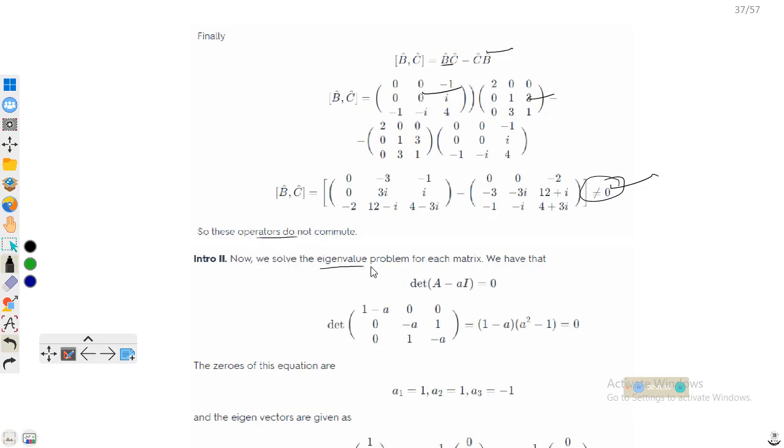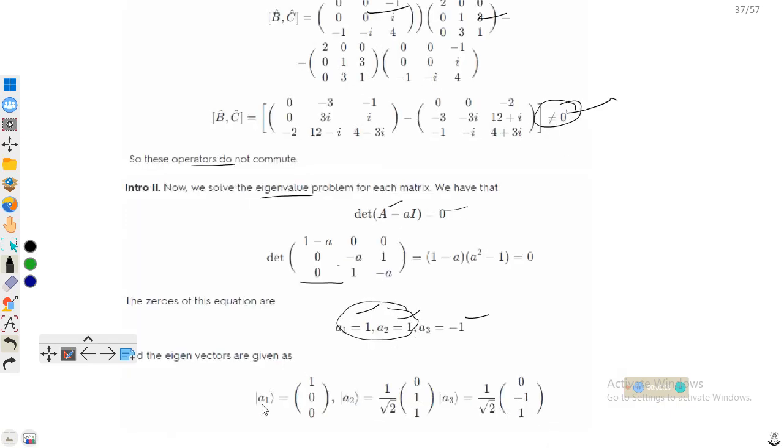Now we solve the eigenvalue problem for each matrix. For the first matrix A, the determinant of A minus lambda I should equal 0 for linearly independent eigenvectors. This is the secular equation, also known as the characteristic equation. This will lead us to the eigenvalues A1, A2, and A3. Two of these values are degenerate. It means they will not have a complete set of commuting operators by themselves. If we solve it for the eigenvectors, it will give A1 equal to (1, 0, 0), A2 equal to (1, 1)/root 2, and similarly A3 equal to this.